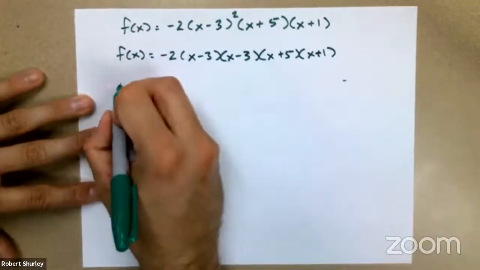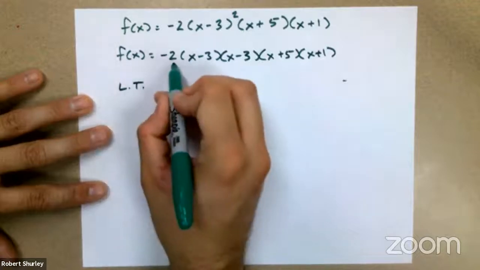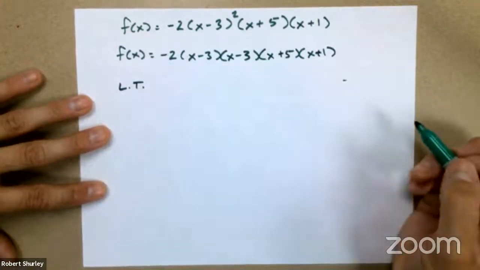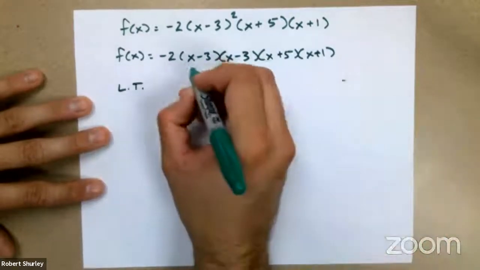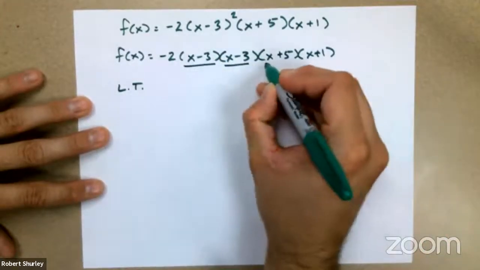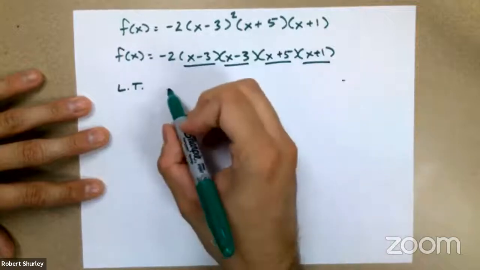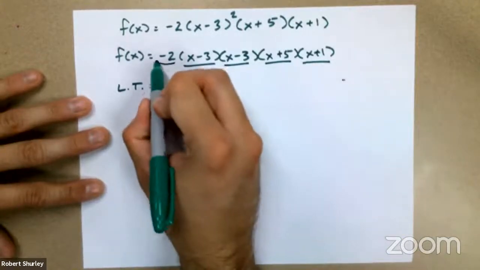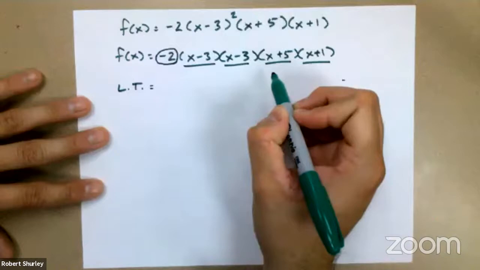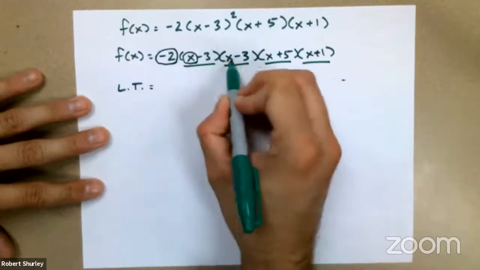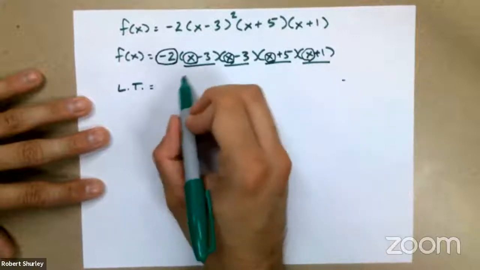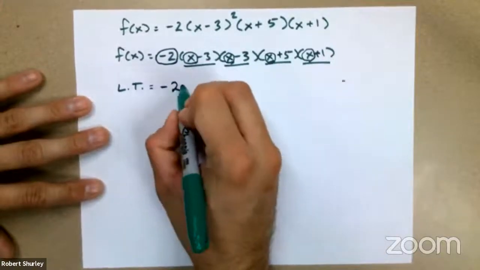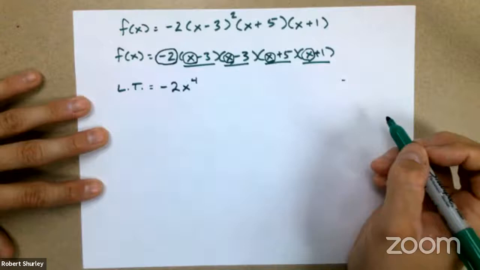Okay, so if I asked you for the leading term, notice this negative 2 does not have an x, okay? It does not have an x. It's not considered a true factor. It's really just a coefficient. But when we find the leading term, we have to multiply it in. So we're going to multiply negative 2 times x, times x, times x, and times x. So negative 2 and then 1, 2, 3, 4 x's, so negative 2x to the 4th.